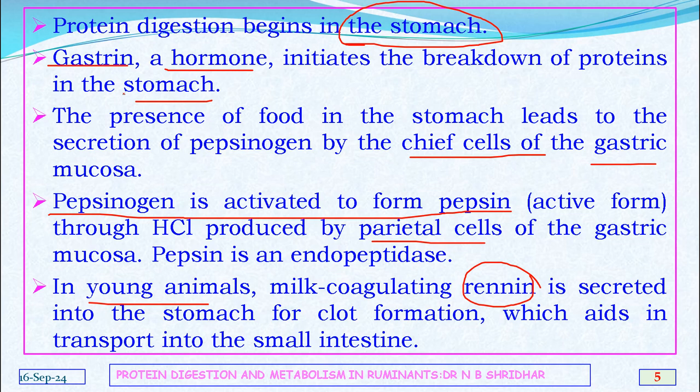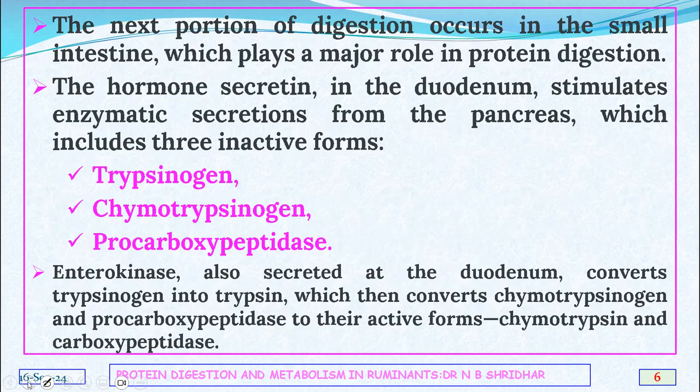Then in the stomach it leads to the secretion of pepsinogen. Pepsinogen is activated to form pepsin. Pepsin is an endopeptidase, so it is going to digest proteins into different types of amino acids. So this is how protein digestion takes place in simple stomach animals.